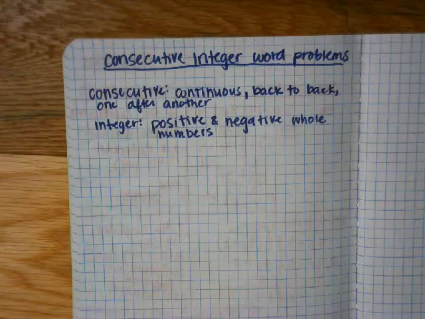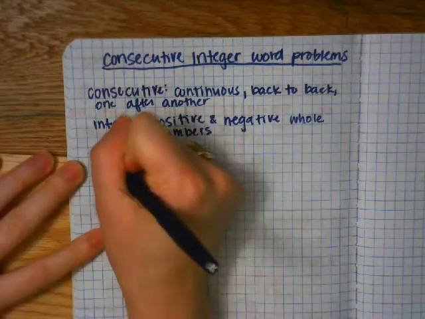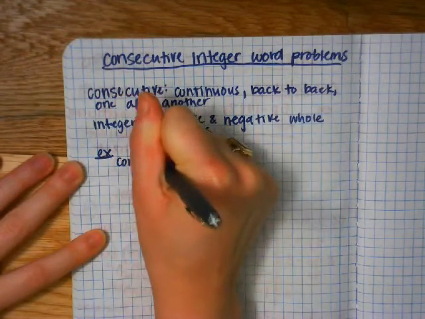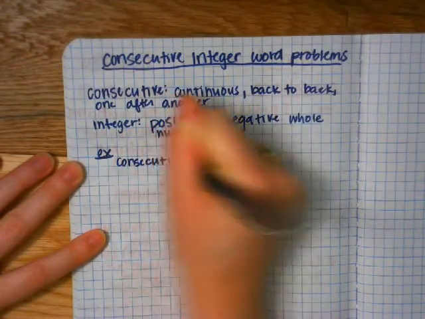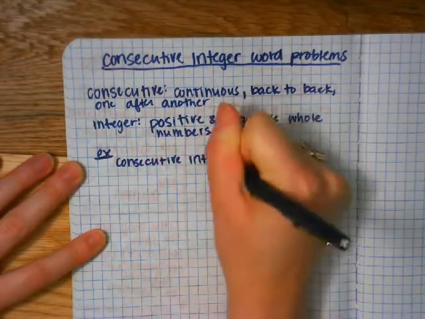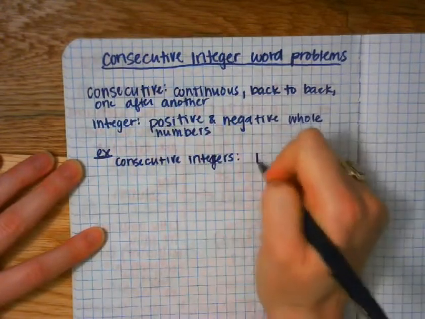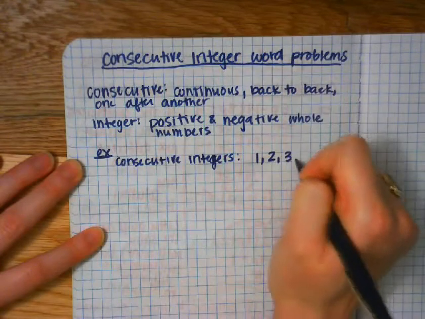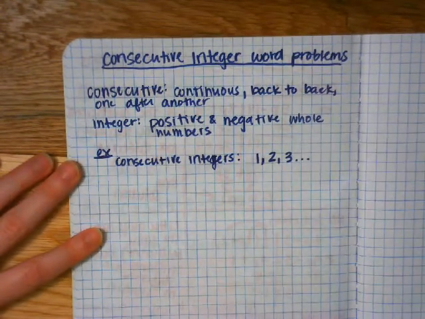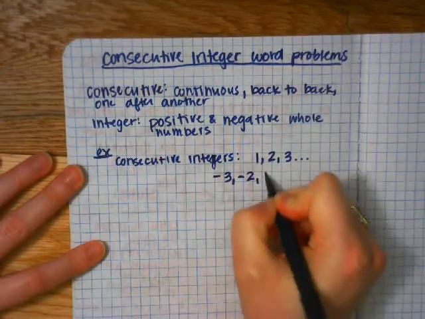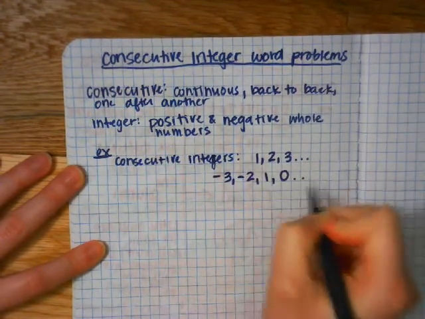All right, so examples of consecutive integers would be like 1, 2, 3, and so on. -3, -2, -1, 0, and so on.